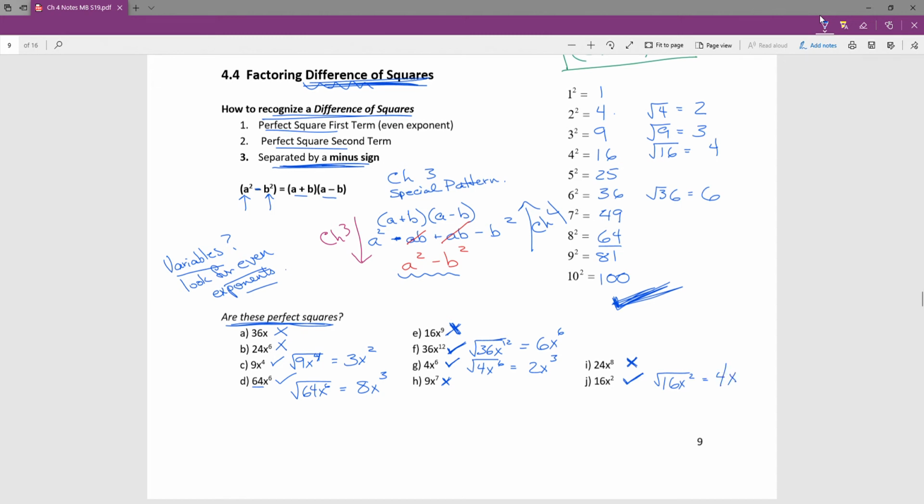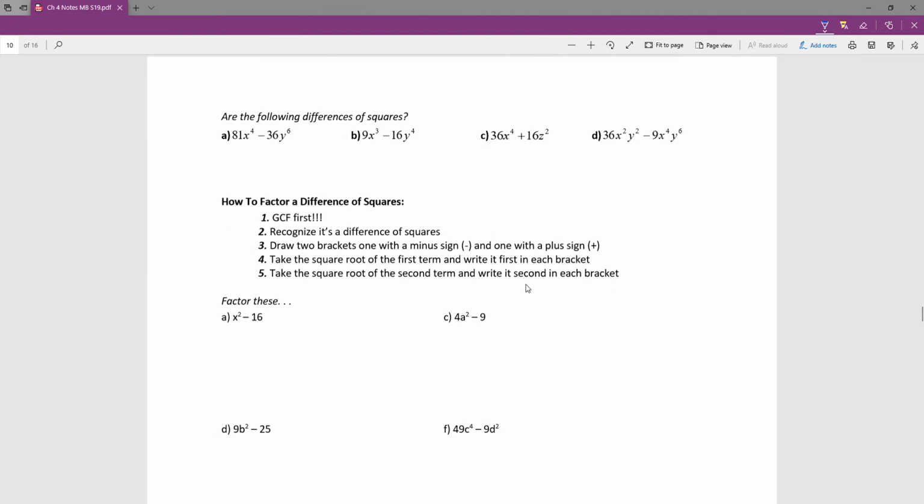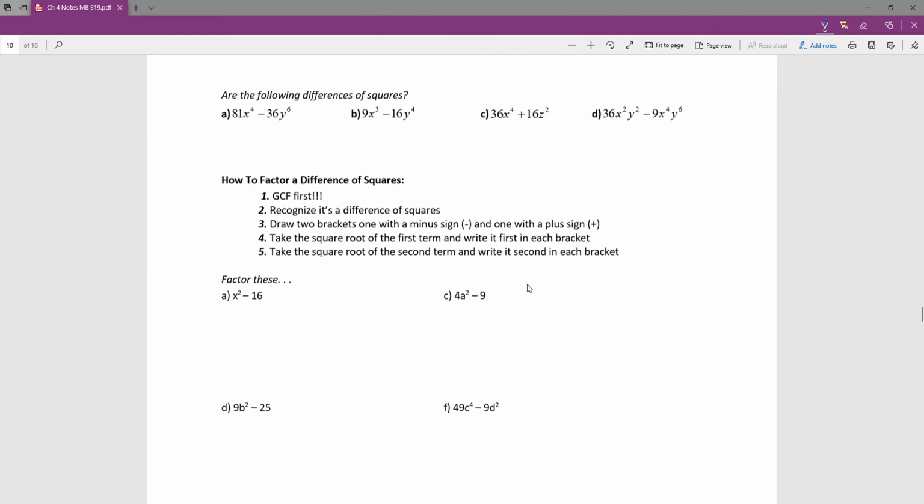So practicing recognizing a perfect square and taking the square root of that perfect square is absolutely a key step in this next kind of factoring. So these ones we want to just practice recognizing. So we're not going to factor these ones, but we want to recognize if they are a perfect square or not and what we're looking for there.